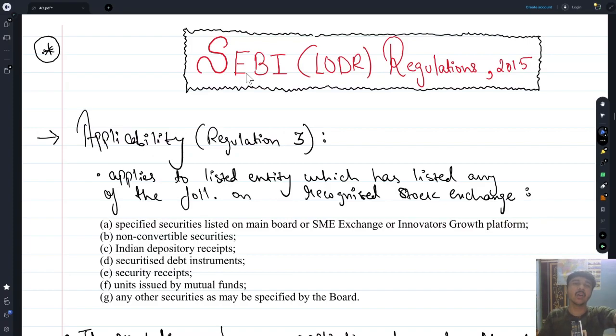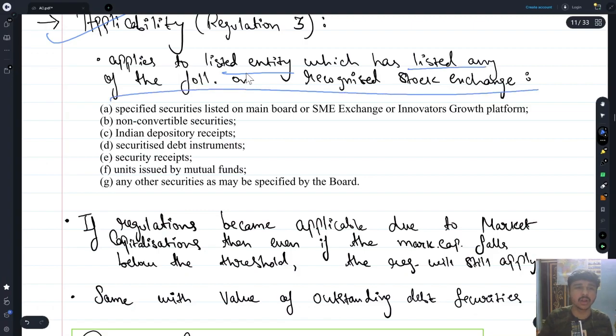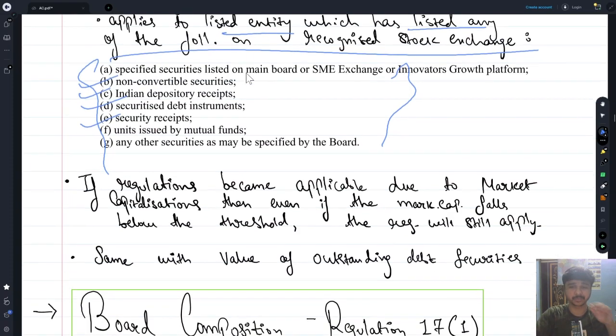Guarantee. Now applicability, to whom is it applicable? Obviously listed companies, guys. But which listed companies? There is a certain condition here. The listed entities which have listed any of the following on a recognized stock exchange: non-convertible securities, IDR, security debt instruments, security receipts, and all these things. It's not relevant as such for us, but please have a read, please go through it.